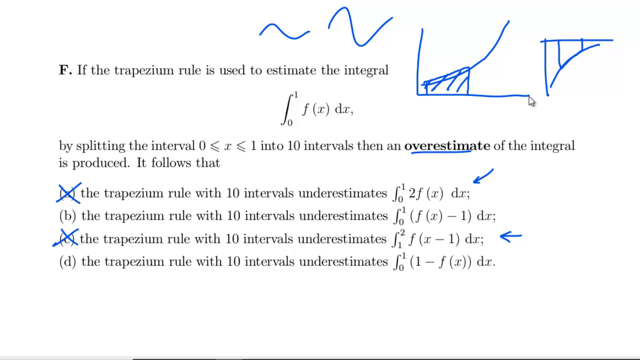B is doing a translation up and down. D is doing a reflection and a translation up and down. So D is feeling quite nice, because we are going to be changing the shape of the curve, whereas for B, we are just moving it up and down. So we're not necessarily going to get an underestimate. We may do, depending on what we consider overestimate or underestimate to be for negative values.